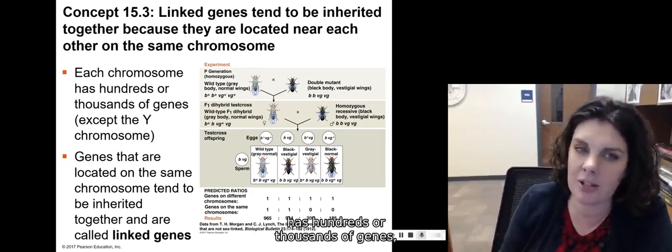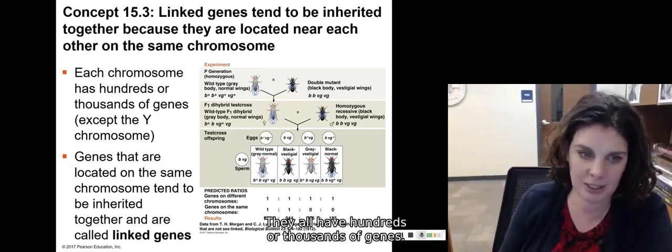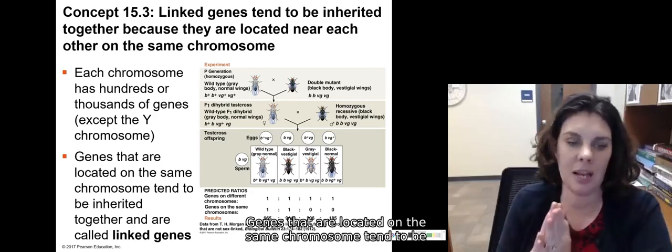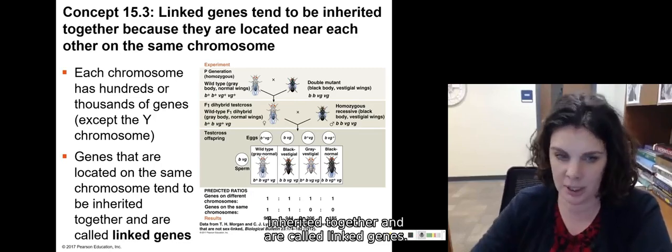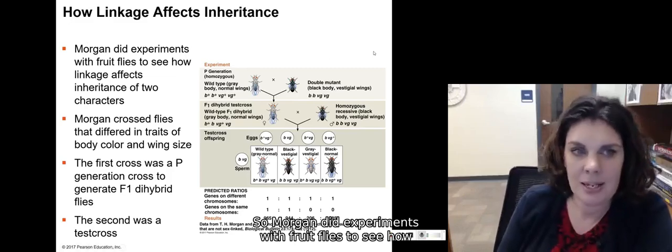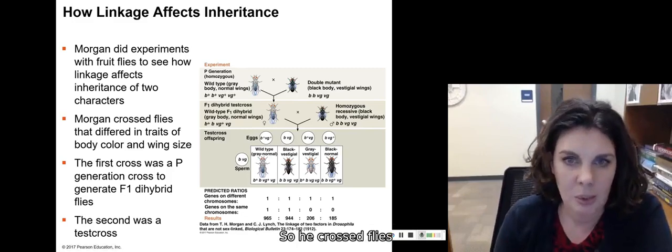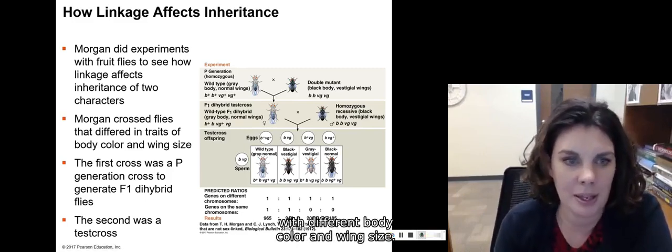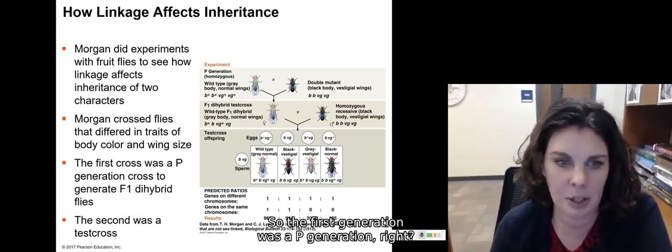Each chromosome that you have has hundreds or thousands of genes, except for the Y chromosome. Genes that are located on the same chromosome tend to be inherited together and are called linked genes. Morgan did experiments with fruit flies to see how linkage could affect the inheritance of two characters. He crossed flies with different body color and different wing size.